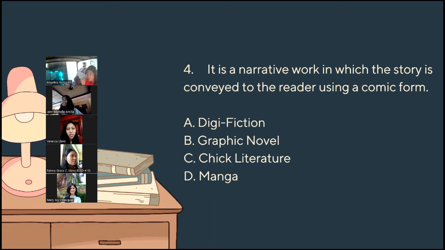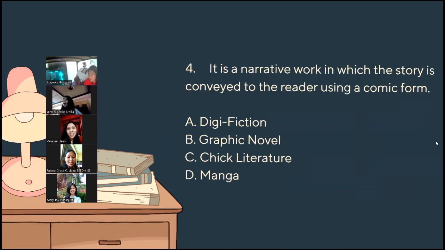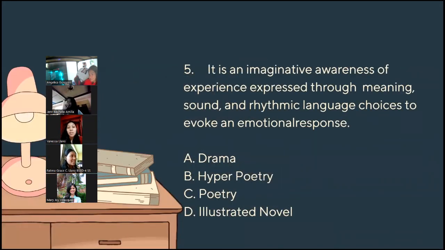Is it correct? Manga? I think it's graphic novel. Yes, it's the same as manga, but the answer is graphic novel. Okay, thank you, Miss Arnelia.